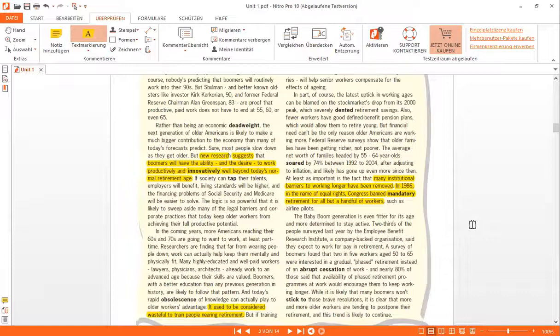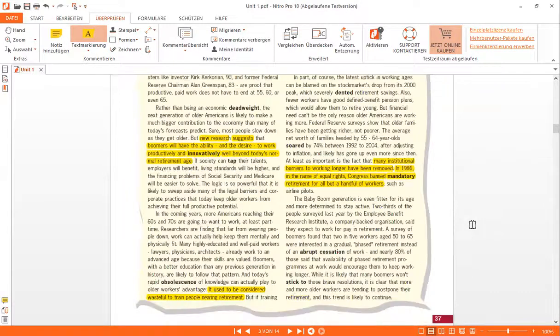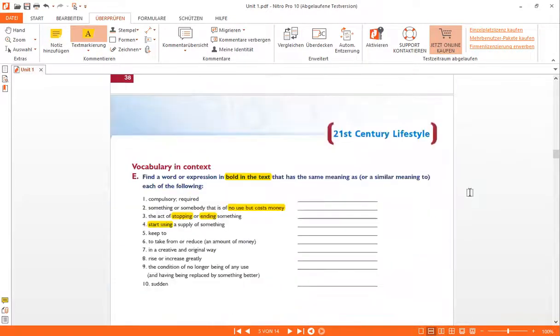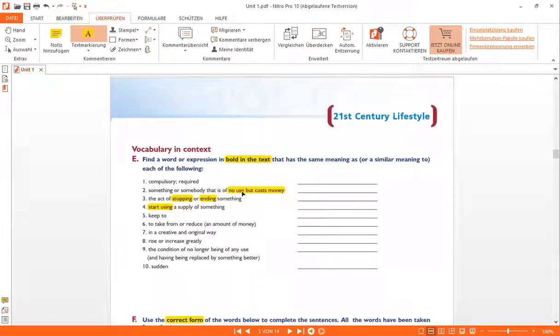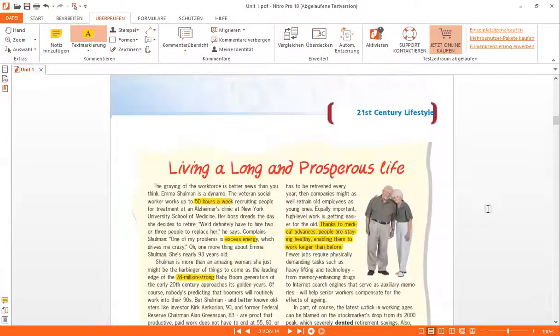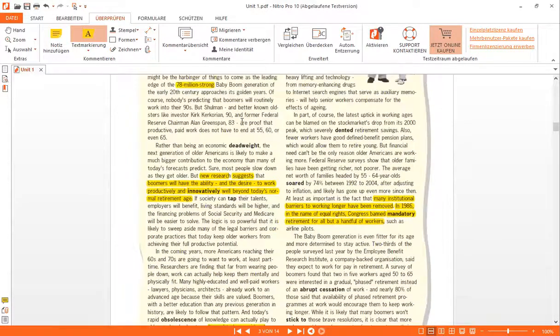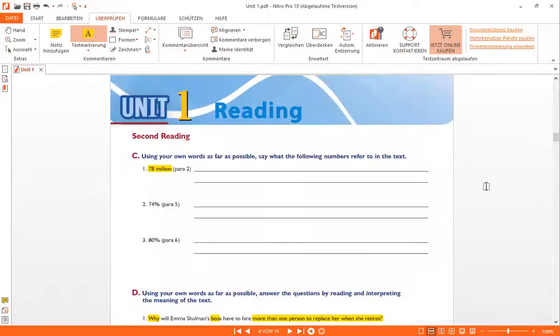Obsolescence, it's also no. But we've got the word mandatory. Mandatory means it's compulsory and obligatory. Or we have something or somebody that is of no use but costs money. That is redundancy. It's dead weight. A dead weight is, you imagine a weight that is dead. It's not useful, but it costs you so much strength and so much energy.